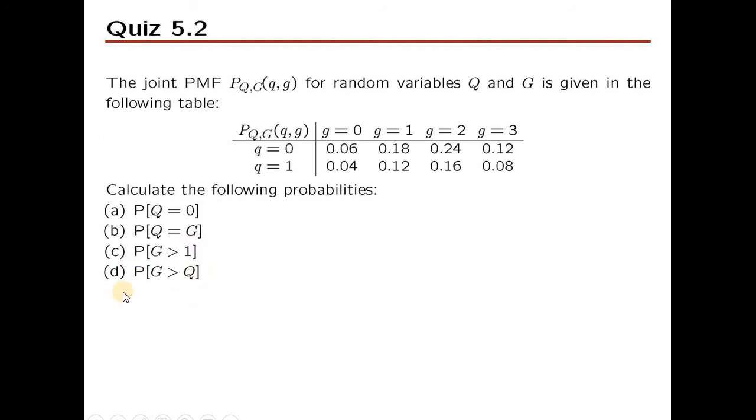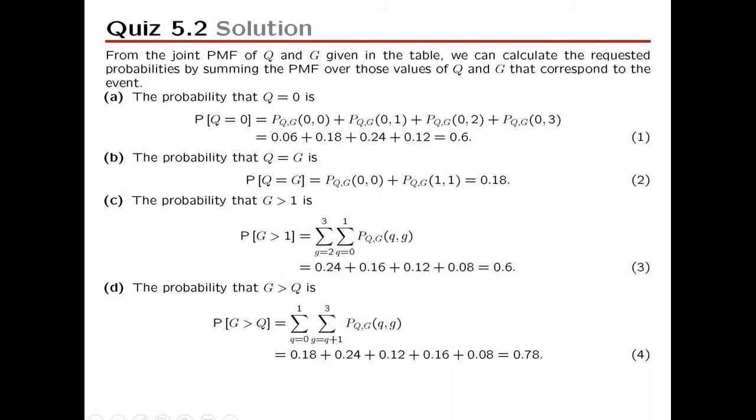Now look at the solution in the next slide. So for the first one, the probability of q equal to 0, I have to put the values for all events where q is 0 independent of g. So I just say q is 0, g is 0, q is 0, g is 1, q is 0, g is 2, just add all these values, 0.6. Similarly, q equal to g. So in that case, 0, 0, 1, 1. So this is the result.